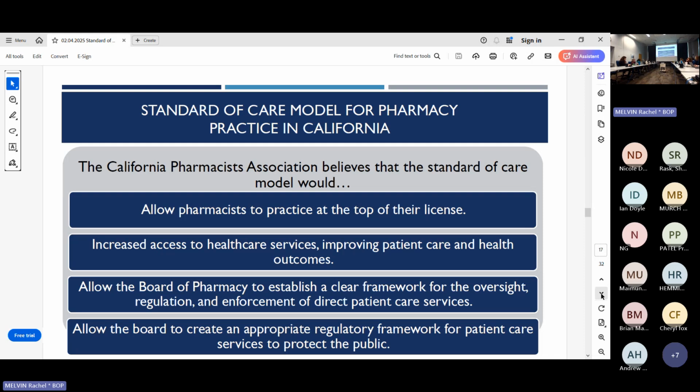The California Pharmacists Association also weighed in on the issue. Of note, they argued that a standard of care model would allow pharmacists to practice again at the top of their license. It would increase access to healthcare services and improve outcomes for patients. It would allow the Board of Pharmacy to establish a clear framework for the oversight, regulation, and enforcement of direct patient care activities and services. And it would allow the board to create an appropriate regulatory framework for patient care related to the public and protecting the public.